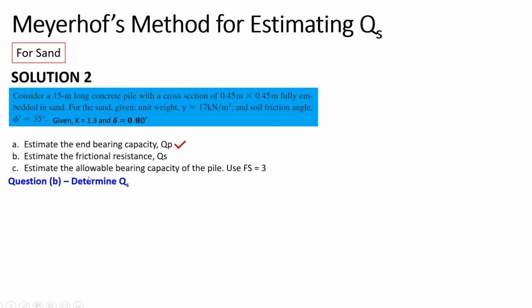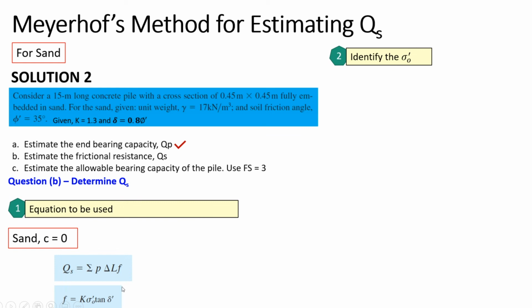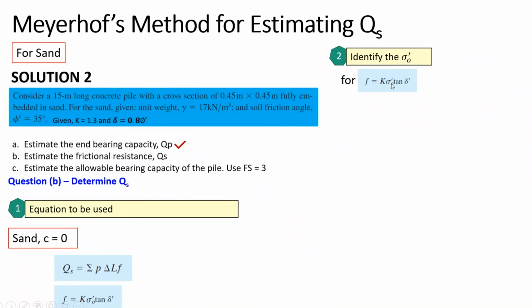And then we need to determine the QS. The equation to be used is here. We need to identify the F value here. In the F equation, we have the sigma prime naught here. It is actually derived from this equation: gamma, the unit weight, times L prime here.